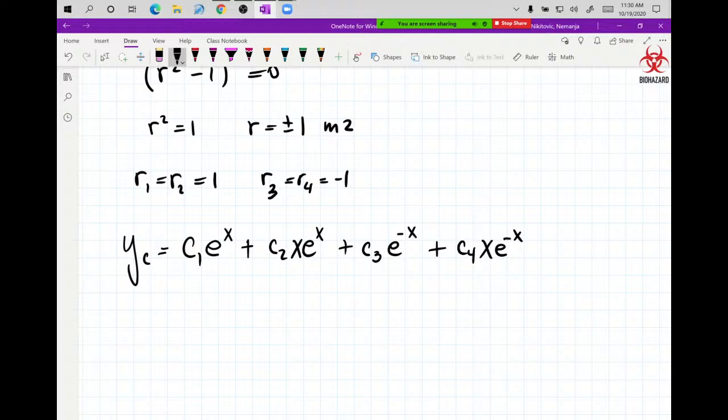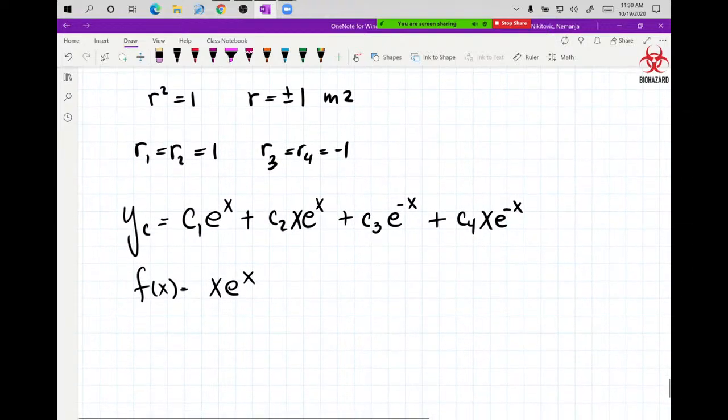Now, when you look at your f of x, your f of x is x e to the x. And that is repetition right there. So you have to bump that up into an x squared. Let me put that in blood. There we go.